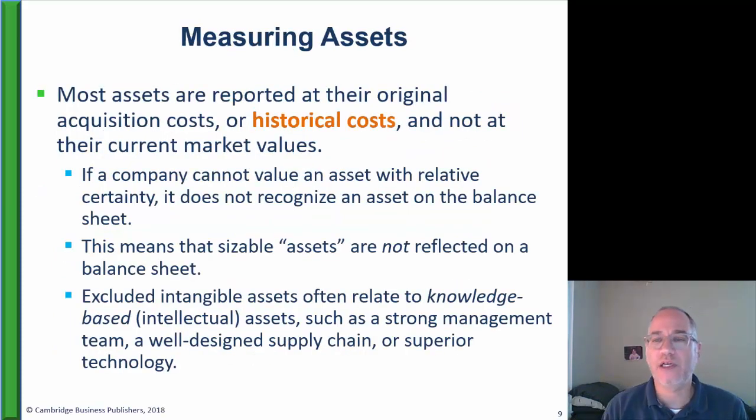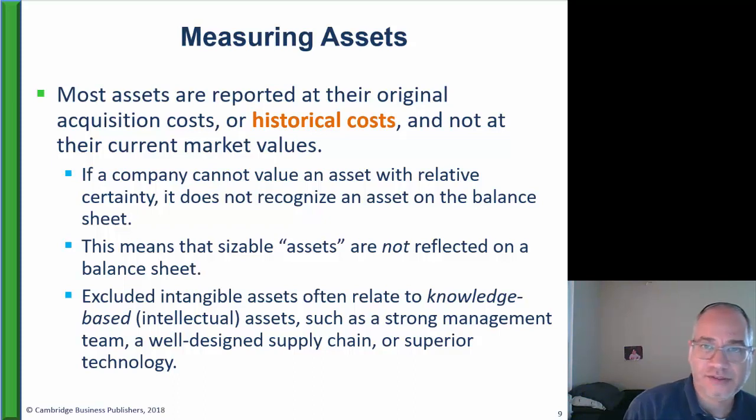So most assets are recorded at historical cost, which is what you paid for them. Certain assets are recorded at market value when we can easily and reliably determine what the market value is. Marketable securities are an example that are recorded at market value. But most assets are recorded at historical cost. That is whatever you paid for them. If you don't know the value of the asset, oftentimes you cannot recognize it on your balance sheet.